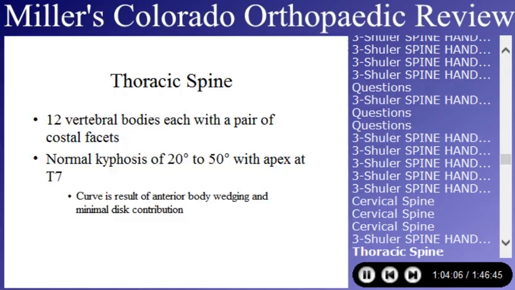Twelve thoracic bodies, with pericostal facets. Kyphosis is normal, 20 to 50 degrees, apex at T7. I have not really seen a test question on that, but I have seen one on the next point. Don't forget, in the lumbar spine, the lordosis is a lot of times due to your intervertebral disc and not the body. It makes sense: if you take a lumbar vertebra and just set it down, it lays flat. Kyphosis in the thoracic spine is different. The curve is a result of anterior body wedging and minimal disc contribution. So make sure to make that comparison and contrast.